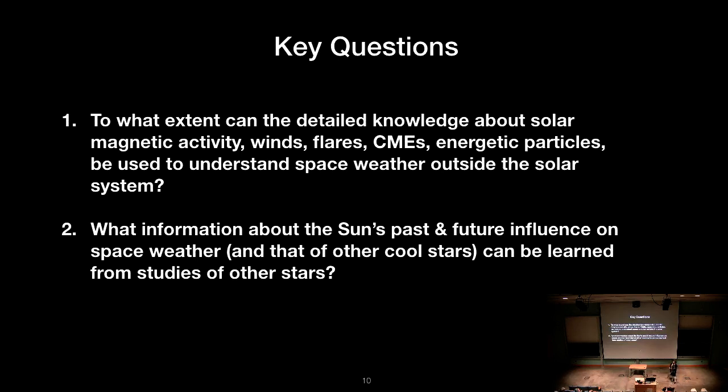What information can we use from that detailed body of knowledge to understand space weather outside the solar system, or what we call exo-space weather? Similarly, we have one star that we can study in incredible detail. On the other hand, we have, as Carl Sagan said, billions of stars in our galaxy that represent a variety of different evolutionary pathways, masses, radii, ages. So what information can we learn about the sun, in particular its past and potentially its future, by looking at these studies of other stars?